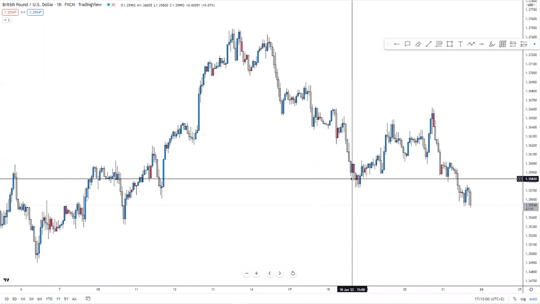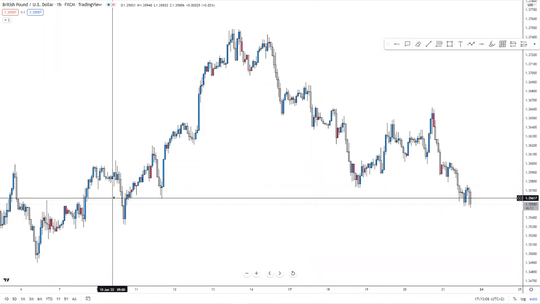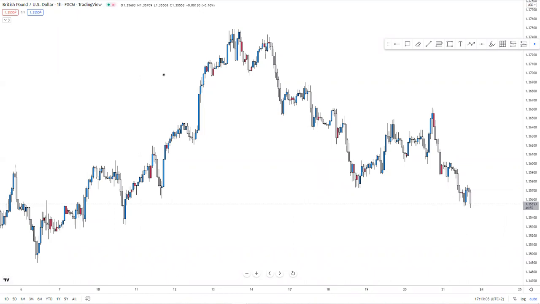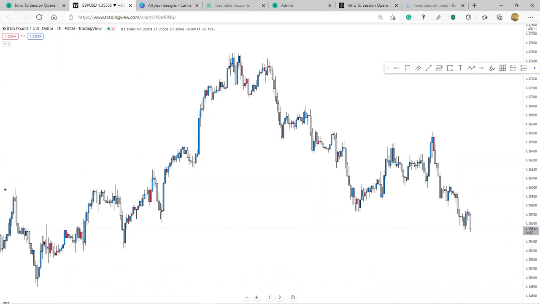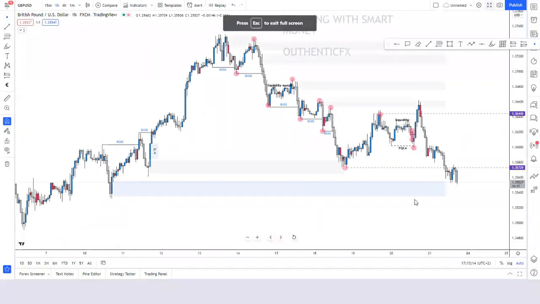Today's lesson will be scalping with smart money. Let's get into it, guys. So I already have everything mocked up. Just activate this quickly. Right, I already have everything mocked up.